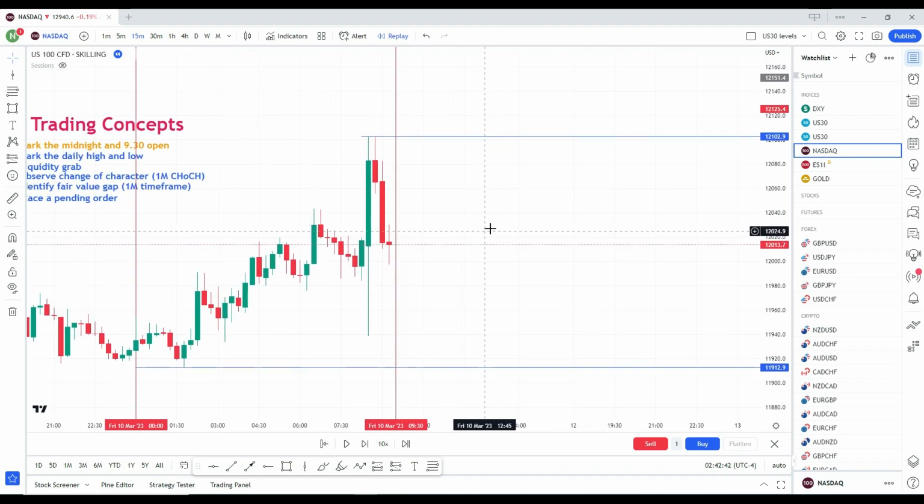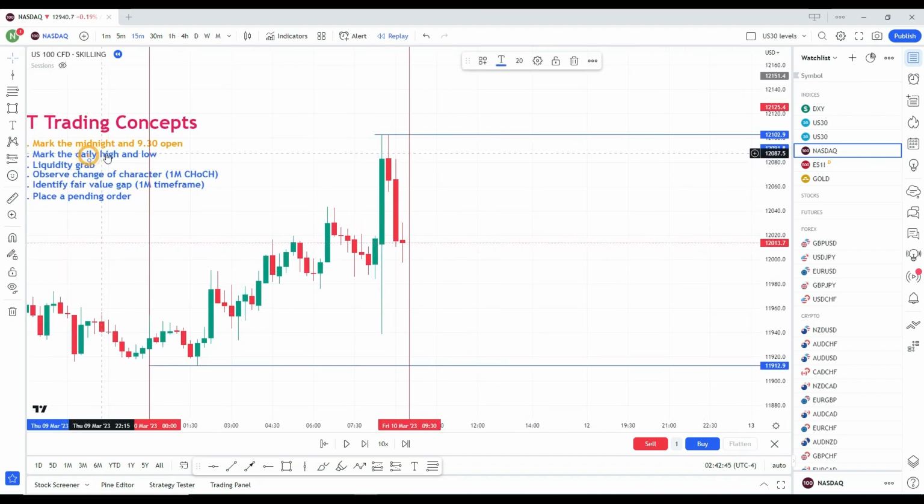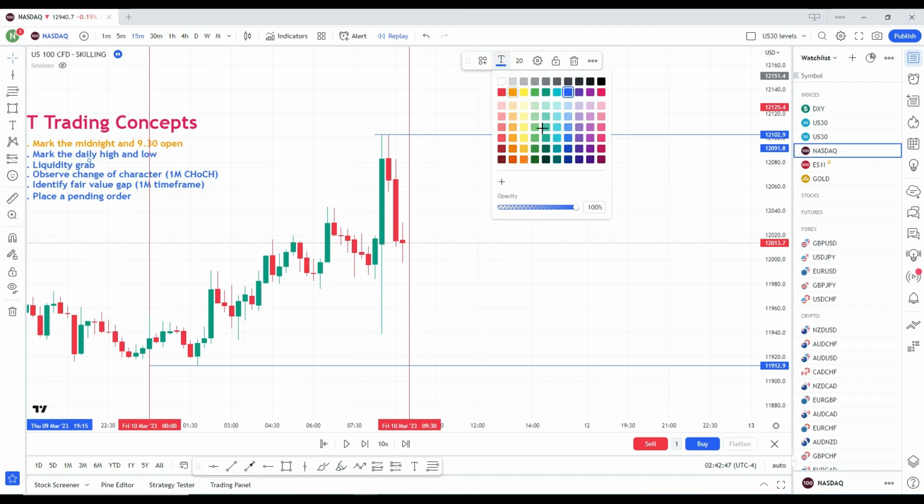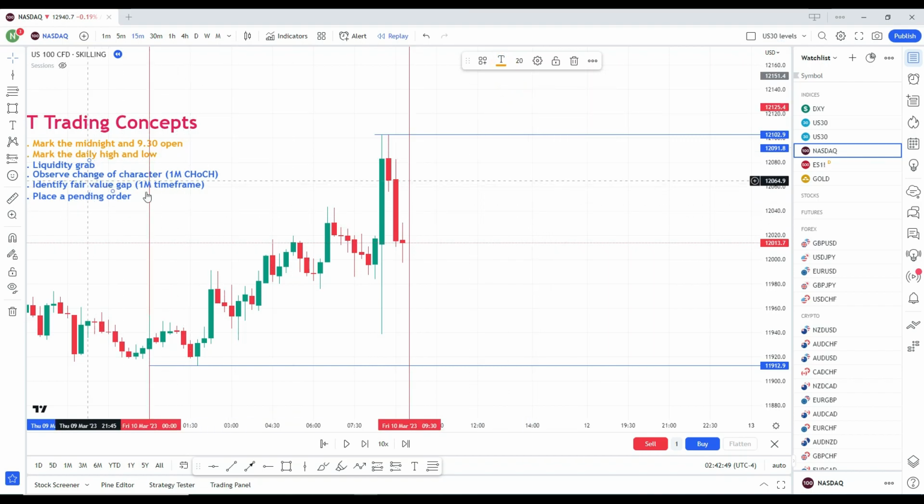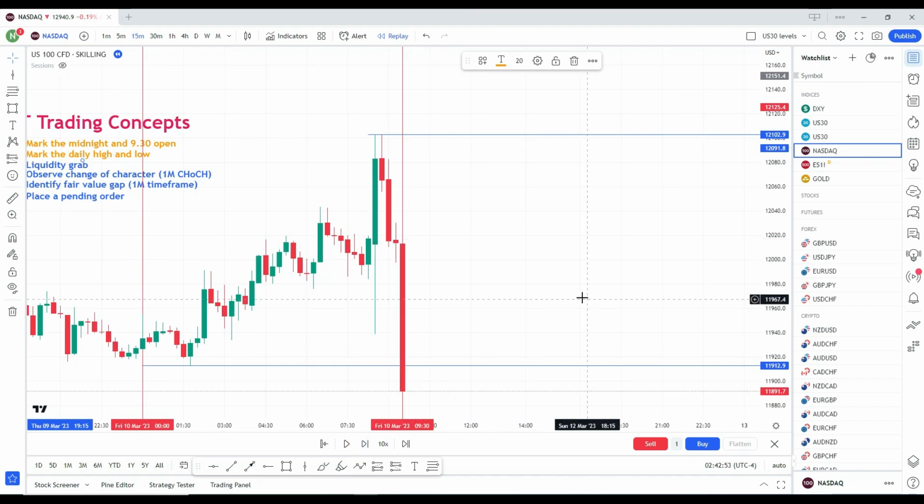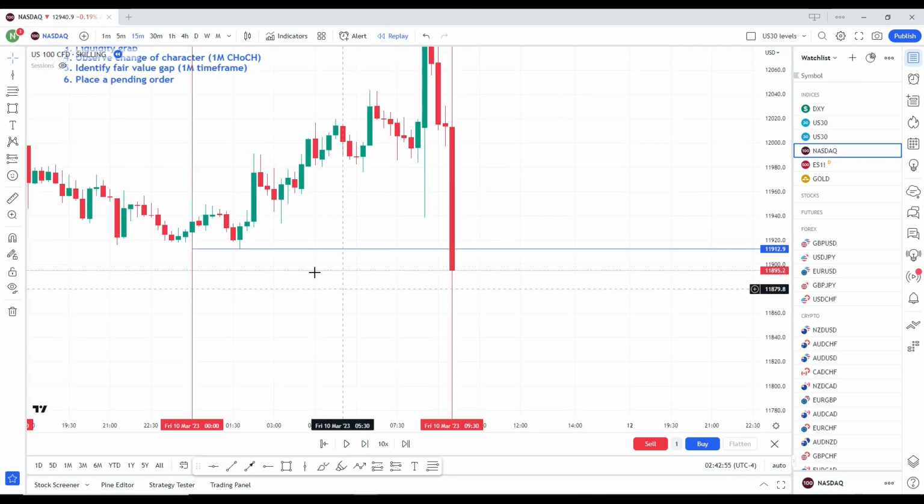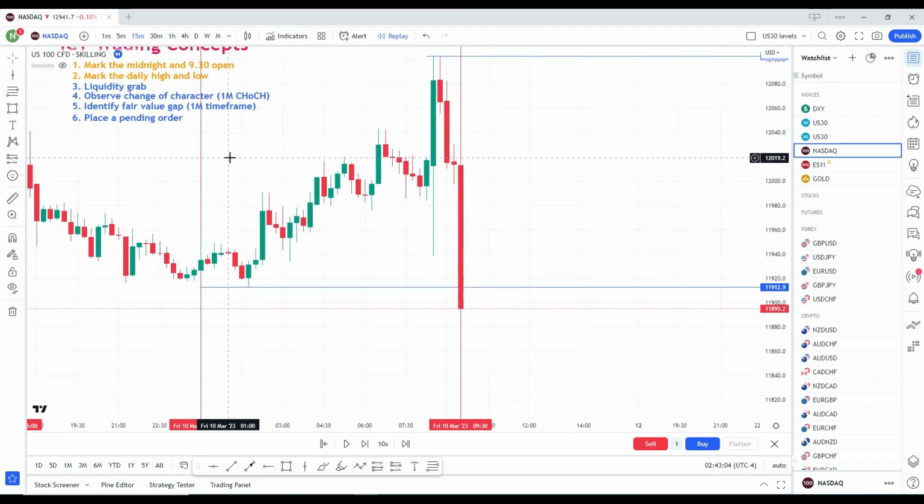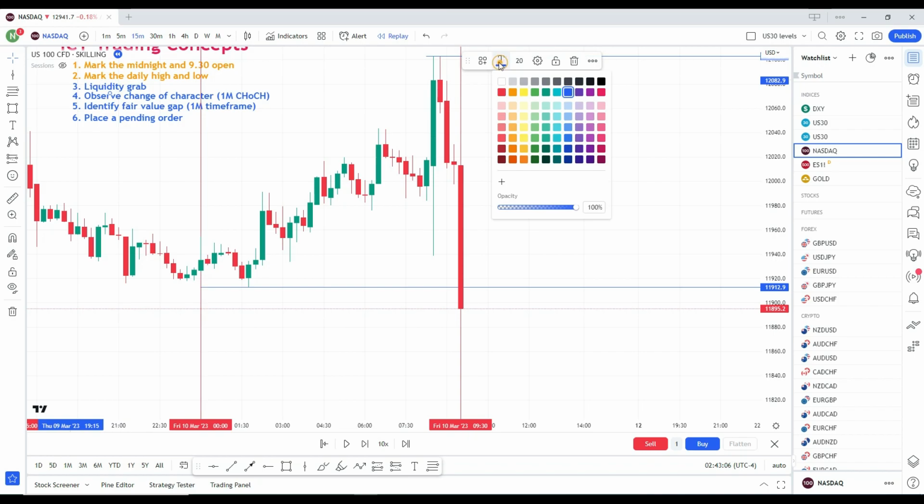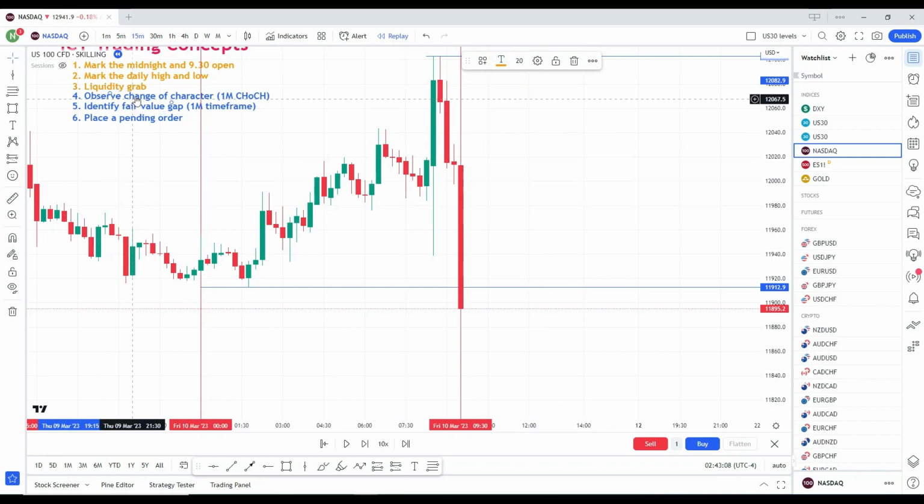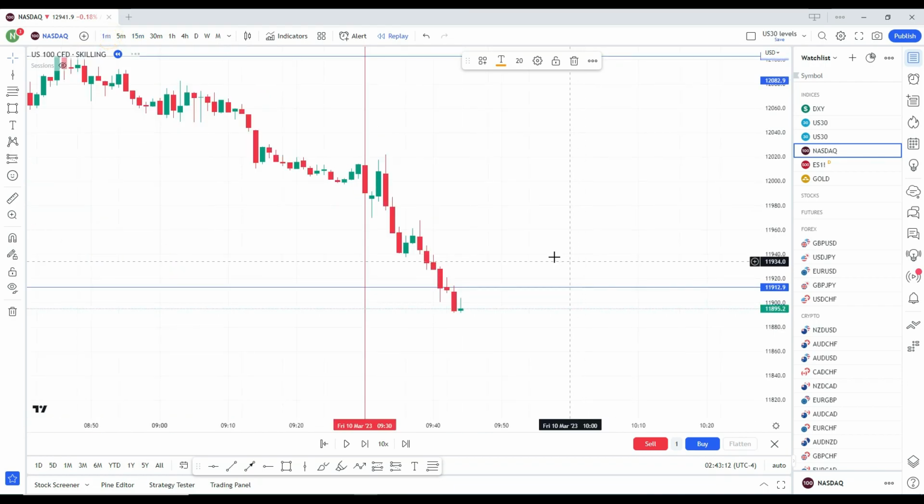Now, once we've marked the daily high and daily low, liquidity grab now. Daily low has been liquidated. We can see a huge candlestick that goes beyond the daily low. So mark that as complete. Let's observe the change of character by dropping to 1 minute.